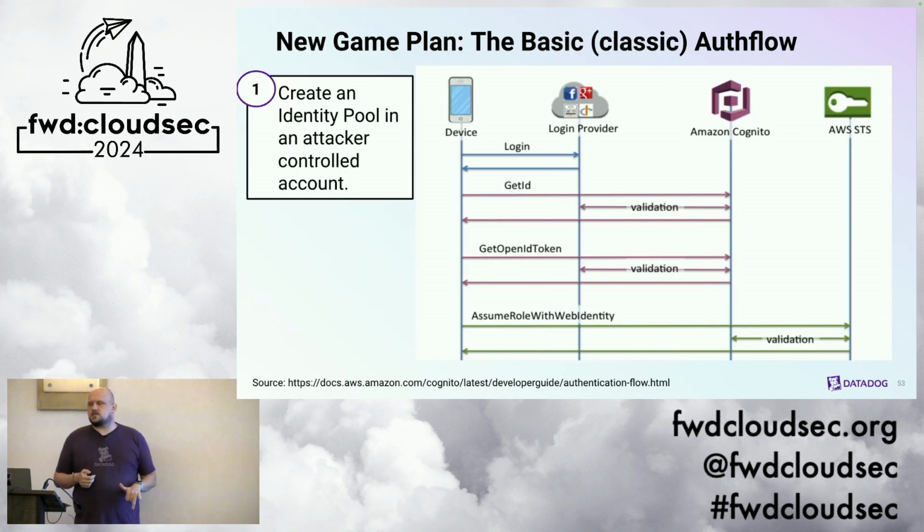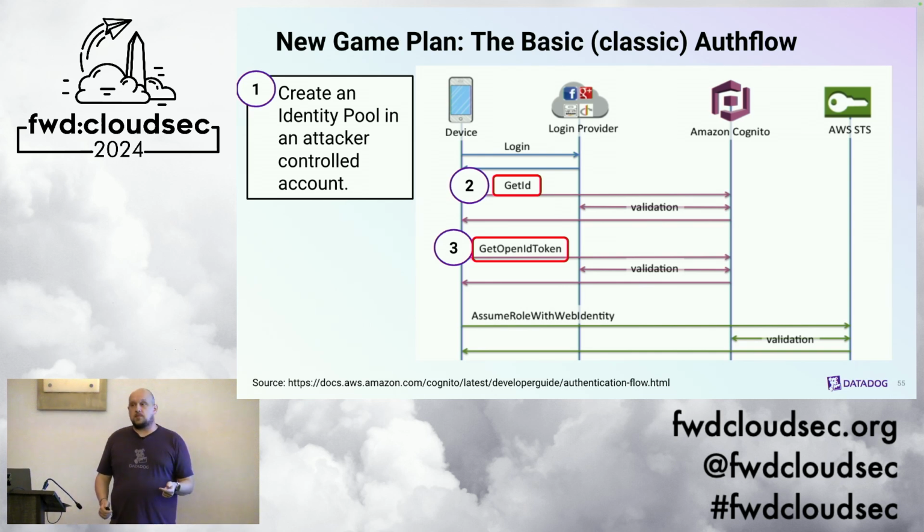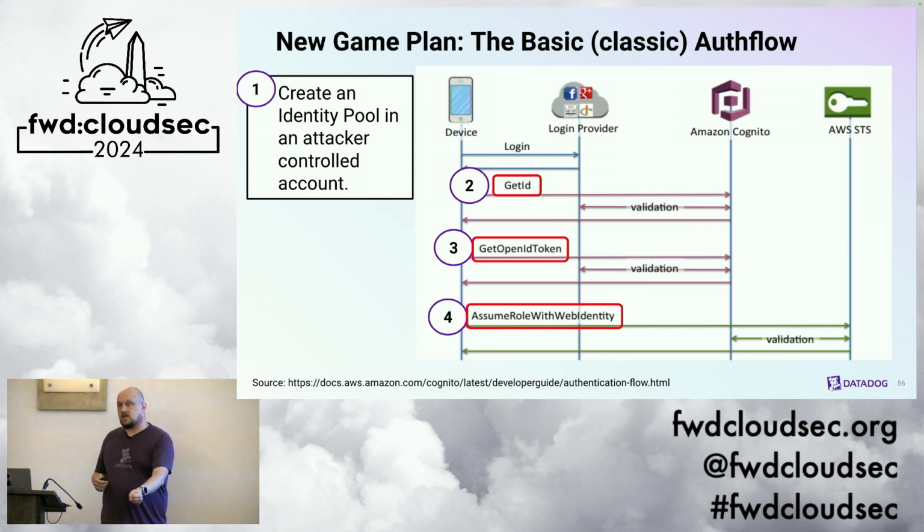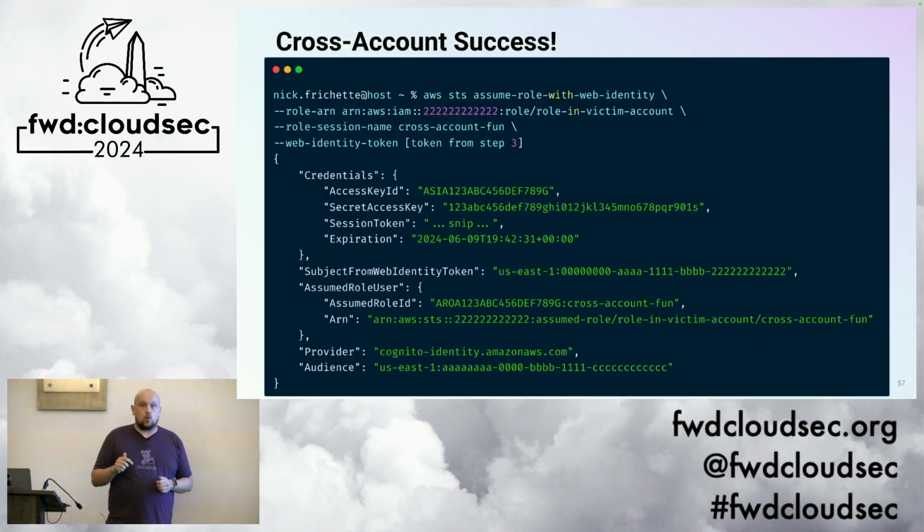And so the way we would abuse this is to create an identity pool in our own account, configure it, make it use basic auth flow, and then perform the GetId and the GetOpenIdToken API calls against that identity pool. This will return a JWT that we will then pass into AssumeRoleWithWebIdentity, along with the ARN of a role that had that misconfigured trust policy, and this time it worked.